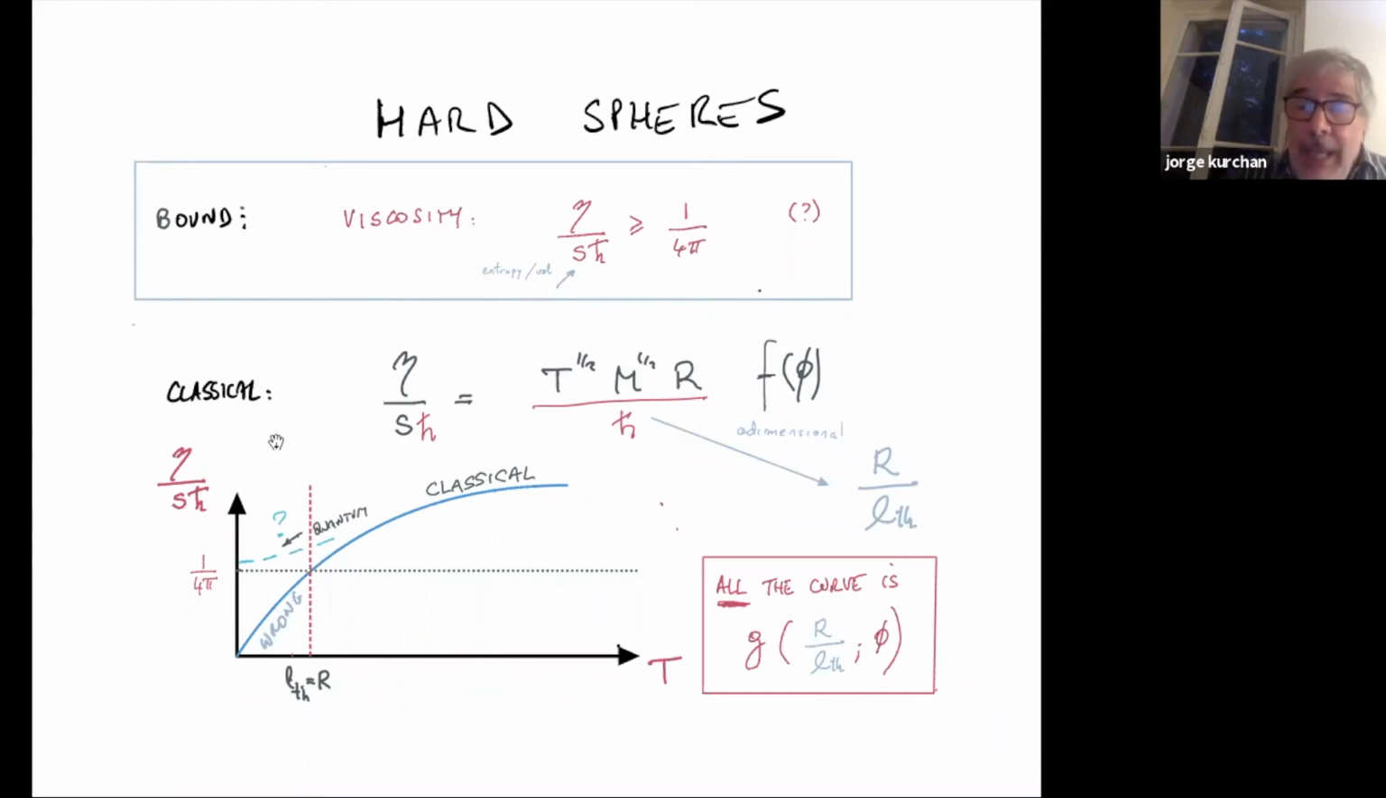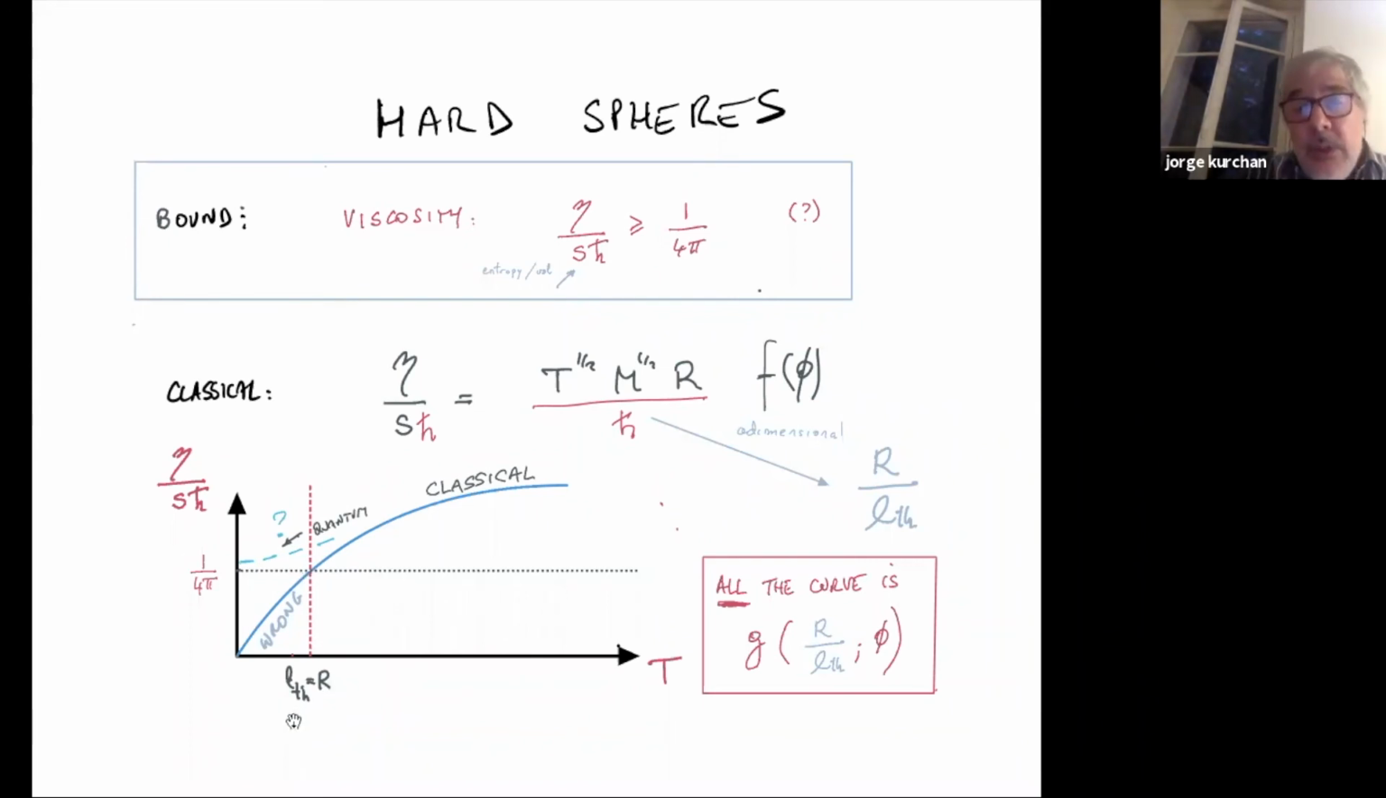If you're in a classical context, this is it. I mean, this is a constant, and you get that the viscosity goes like T to the 1/2. And this violates the bound at low temperatures, because it goes to 0. So if I plot in terms of the temperature, what I see is that it's okay, this is a classical situation for the spheres, until I reach a point where I am manifestly violating this bound. So something is going wrong.